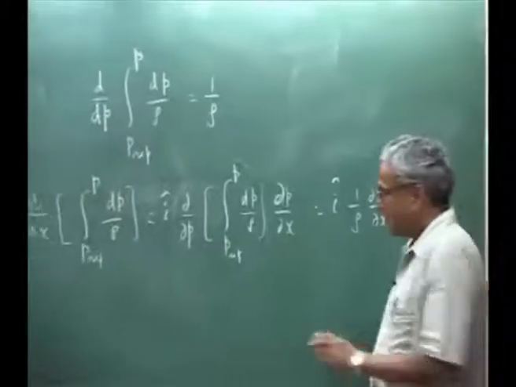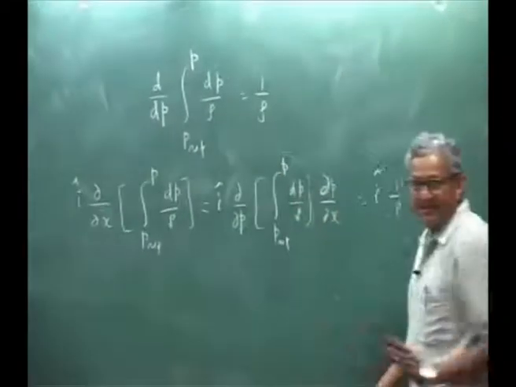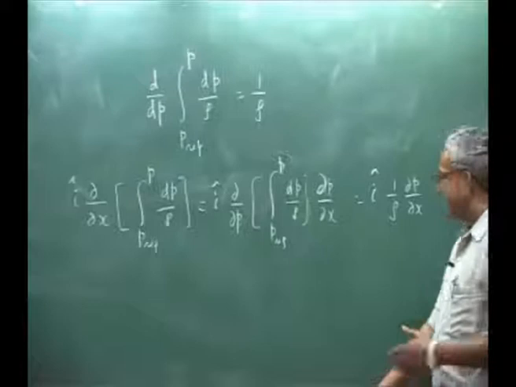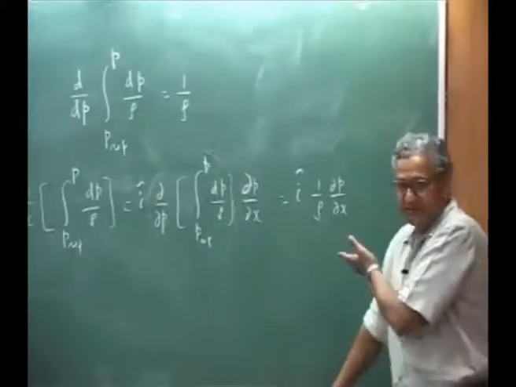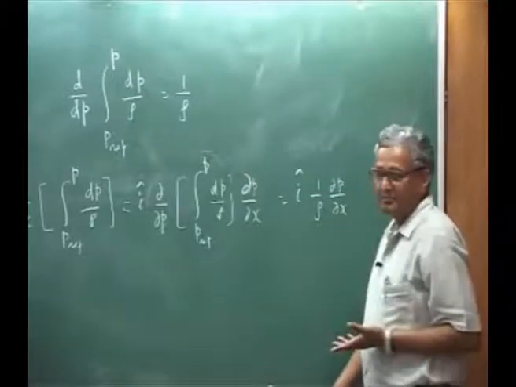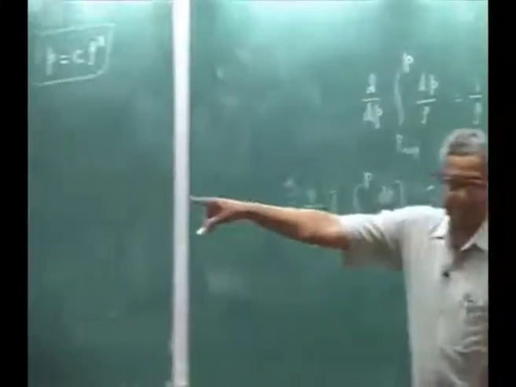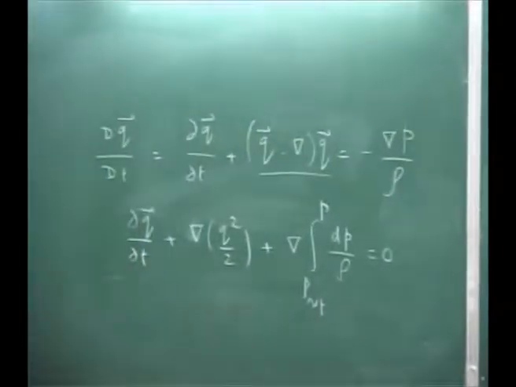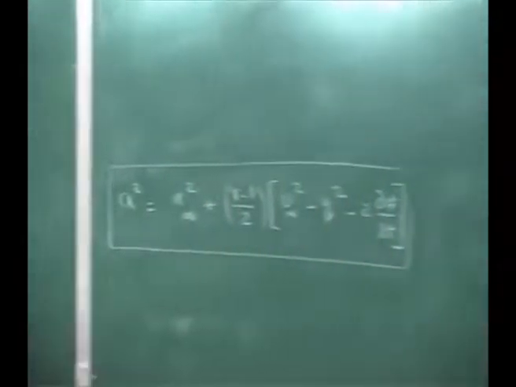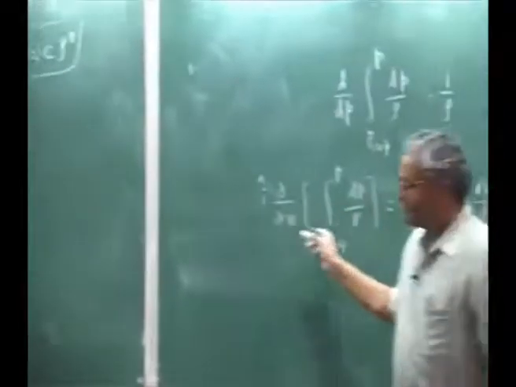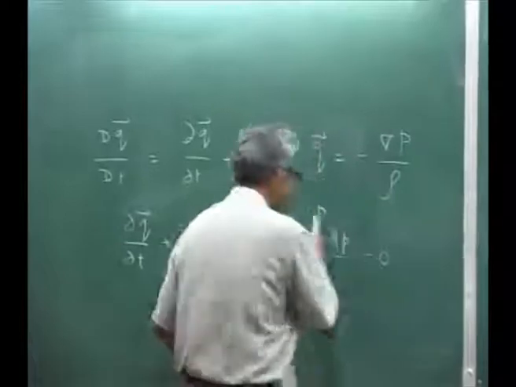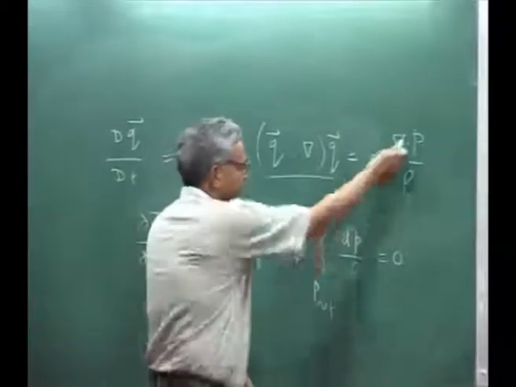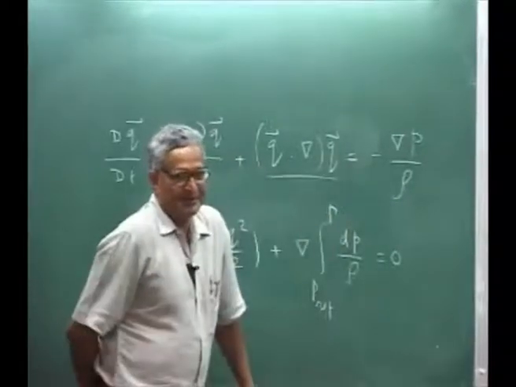That means similarly for i, j, k I can write it. Then i delta p by delta x, what is it? Del p over rho is what I have, and that is nothing but i del of this integral. If I add i, j, k, that is nothing but del of this term. That is what I have written here. The gradient of the integral is nothing but this.